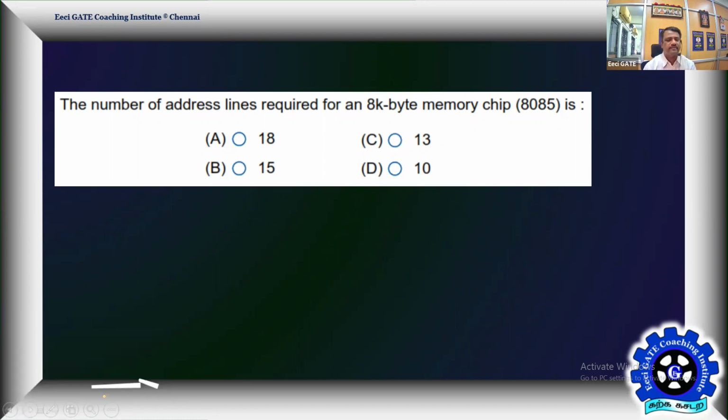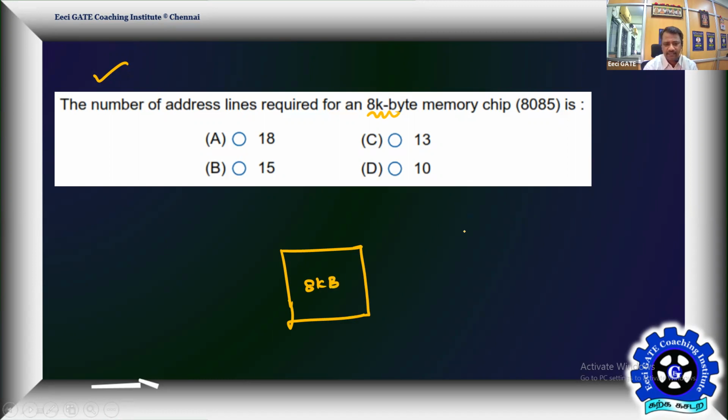Next problem, that's from microprocessor, or an extension of digital, we can say. Number of address lines required for an 8 kilobyte memory chip. So we have an 8 kilobyte memory chip, and we need the address lines for this. So what we have is a memory chip, it is 8 KB memory.